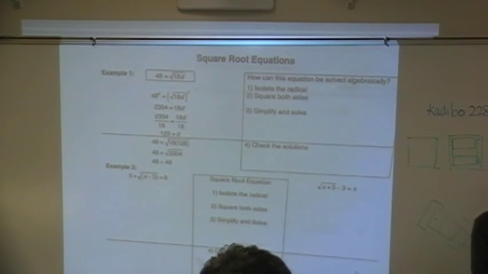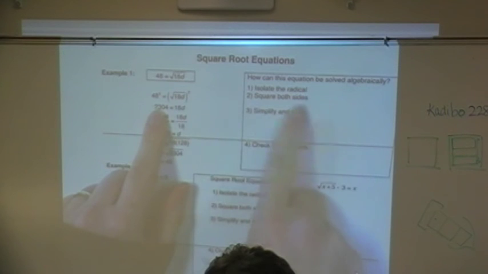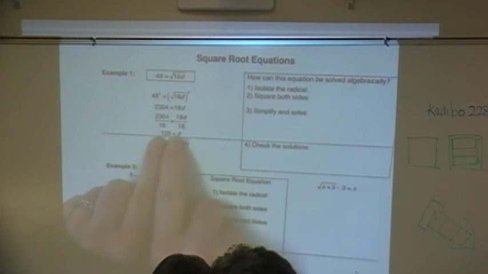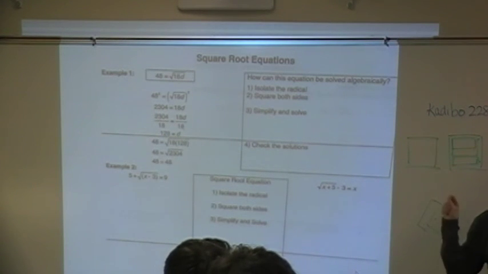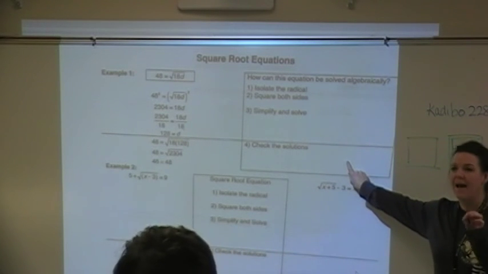So you square the 48, and that's where the 2304 comes from. So I got 2304 equals 18 times D, and then you just simplify and solve. So I have to get rid of 18, divide both sides by 18, and I get D equals 128. Now, this is hugely important. With these problems, you have to check.